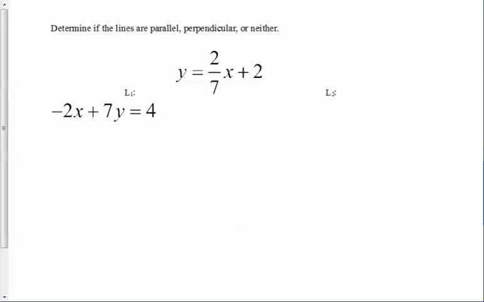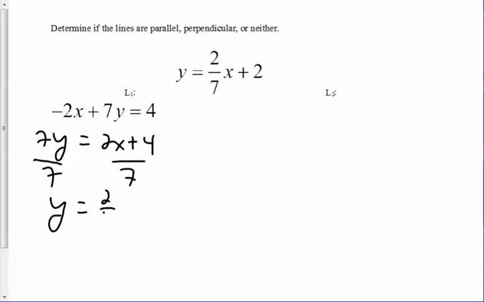Now this is determine if the lines are parallel, perpendicular, or neither. Well, ideally I need to solve this guy for y. So I got 7y equals 2x plus 4. So I added 2x, right? Now I'm going to divide everything by 7. So now I have y equals 2/7 x plus 4/7. This is my slope right here. It's 2/7. This is this slope right here. So these guys are parallel.